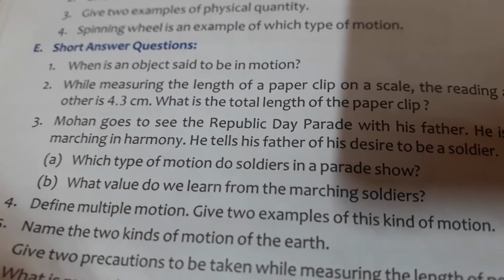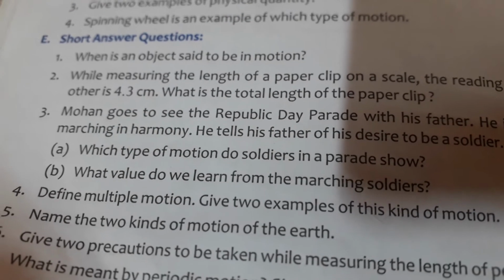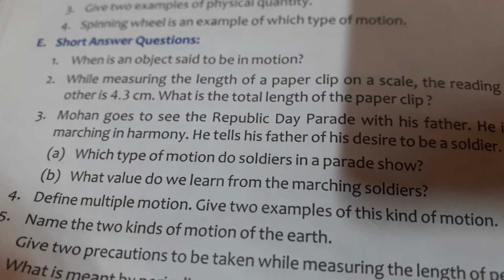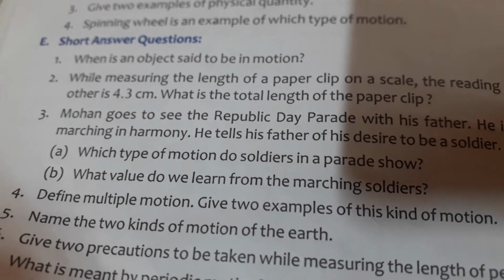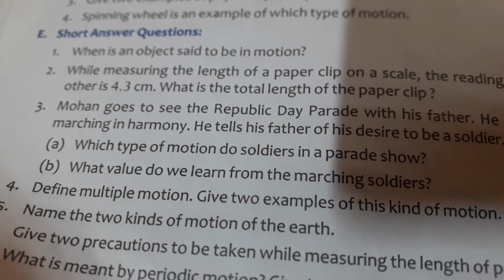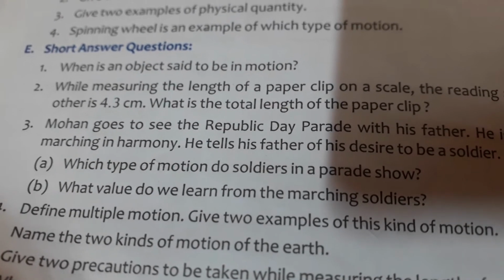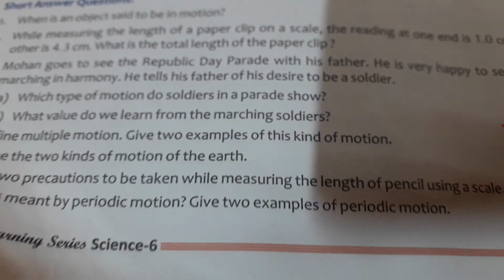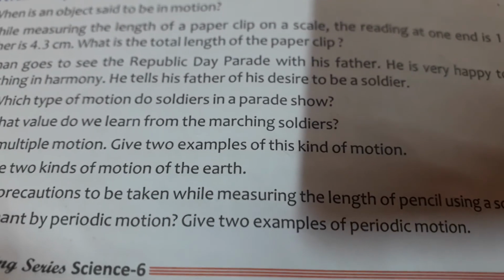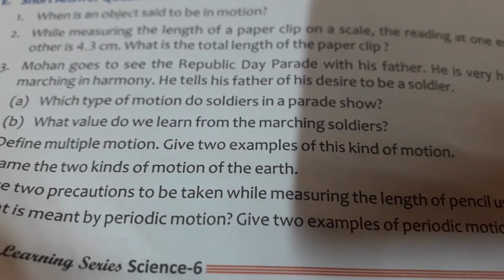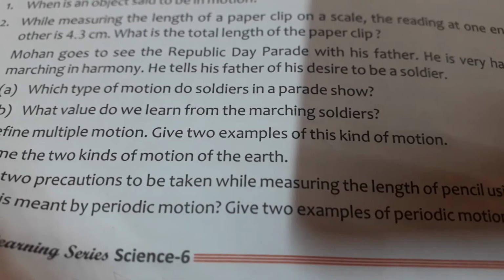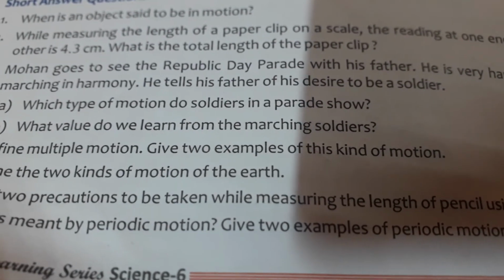Define multiple motion. Give two examples of this kind of motion. You know what is multiple motion? When an object possesses two or more kinds of motion at the same time, it is multiple motion. Two examples you can write: a boy riding a bicycle and the motion of the earth around the sun as well as on its axis. Then which two kinds of motion does the earth show? That is rotatory and circular motion.